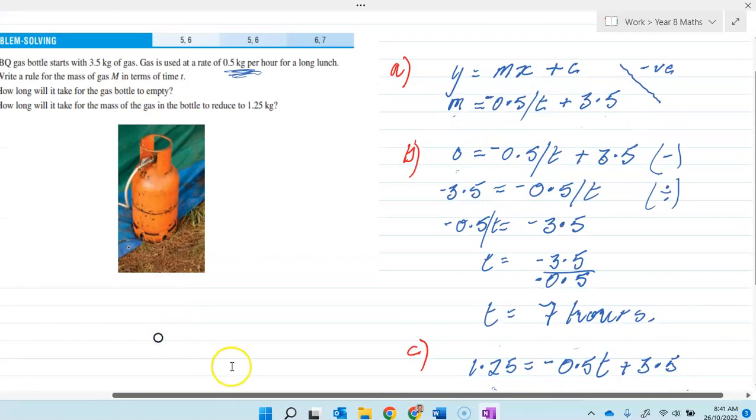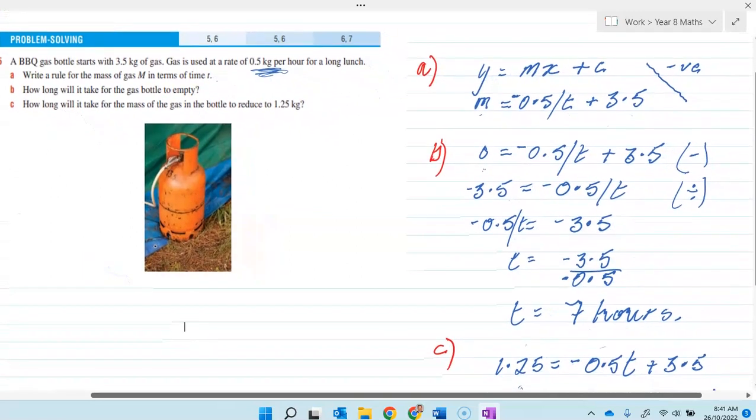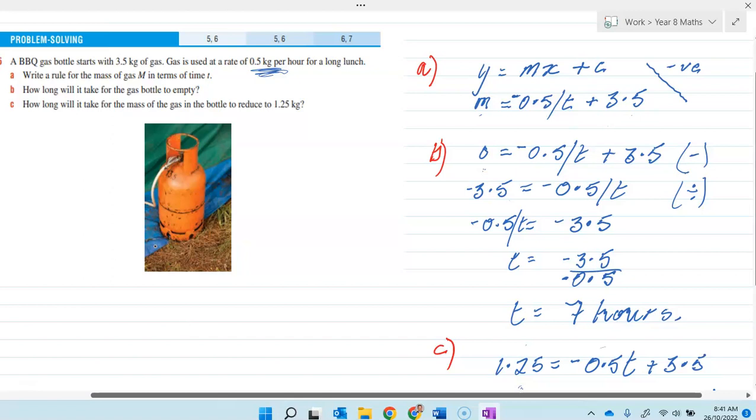Okay, so what we're asked to do was to have a look at the barbecue gas bottle. It starts with 3.5 kilos of gas, and it reduces at a rate when it's burning of 0.5 kilos per hour. So that's a negative rise. Write a rule for it in terms of m. So the mass equals negative 0.5 times t plus 3.5. That's what we started with, and it's going down. If we were going to graph this, this is the c, and it would cut the y-axis at 3.5, where it would start, because when t equals 0, we have 3.5.